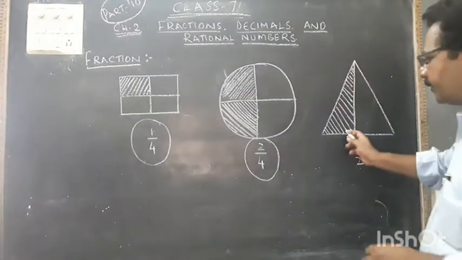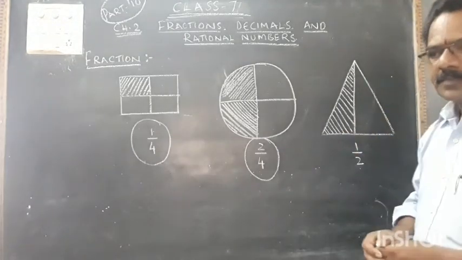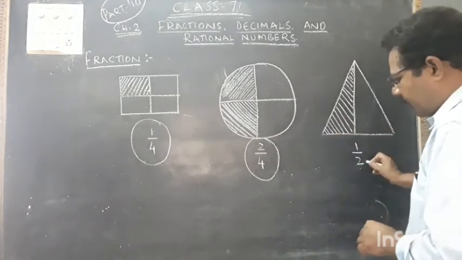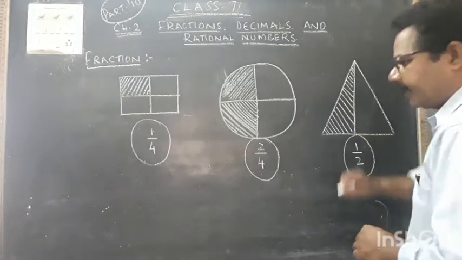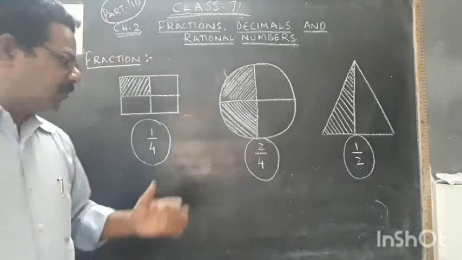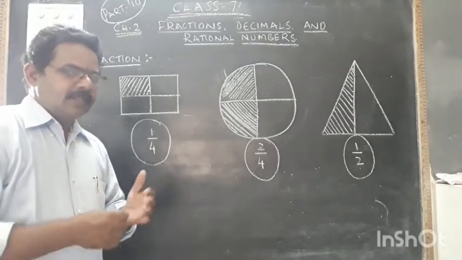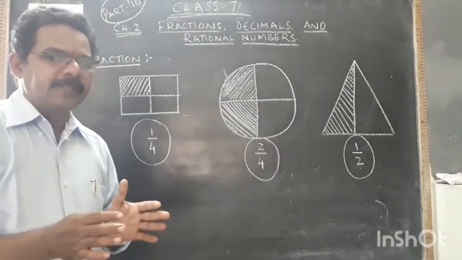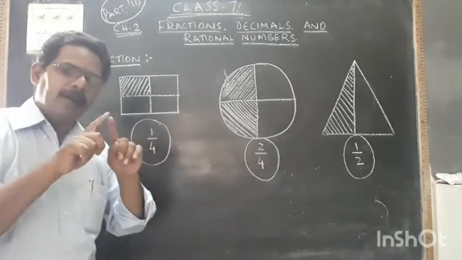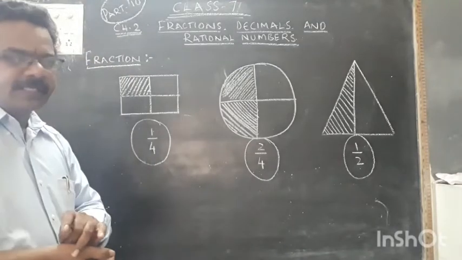Next, coming to the third one, here I have taken a triangle. I made it into 2 parts. In those 2 parts, one part I have shaded. That means out of 2 parts, one part is shaded. We can take it as 1 by 2. So this type of numbers, 1 by 2, 3 by 4, 2 by 4, 1 by 4, 5 by 6, like this, are not complete numbers. Those are the parts of the total whole number, the complete number or complete object. Those parts we can call fractions.